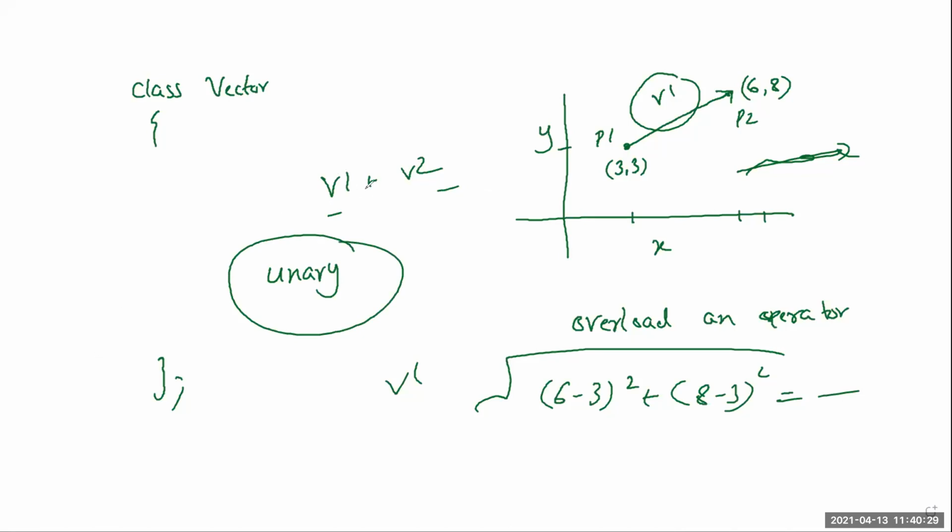Because if you choose a binary operator, you will write it like v1 plus v2. But why do I need v2? I only need to find the magnitude of v1, right? So I should not be dependent on another vector v2 if I just want the magnitude of v1. You just have a proof here that I have only v1 and I am able to find its magnitude, right?